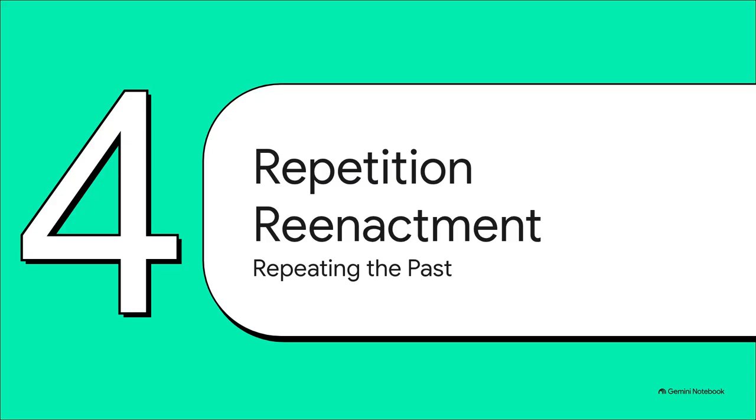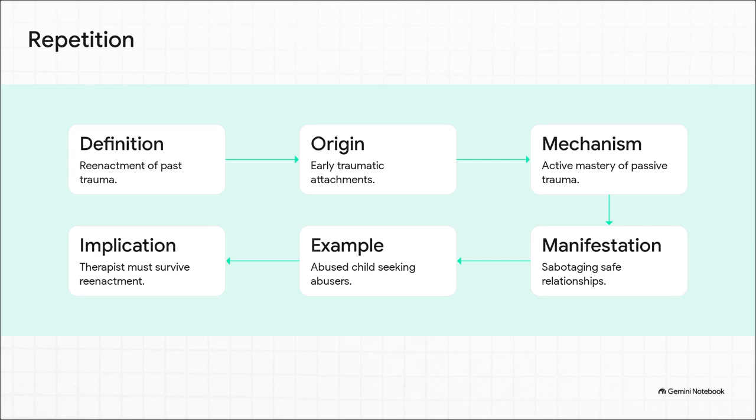All right, that brings us to our fourth pillar, which is incredibly powerful and often pretty perplexing: repetition and reenactment. You really have to ask, why on earth do patients repeat such destructive patterns over and over? By definition, repetition compulsion is the unconscious reenactment of past trauma. It originates from early traumatic relational attachments. But here's the intrapsychic mechanism. It is an attempt at active mastery over a trauma that was originally experienced passively.